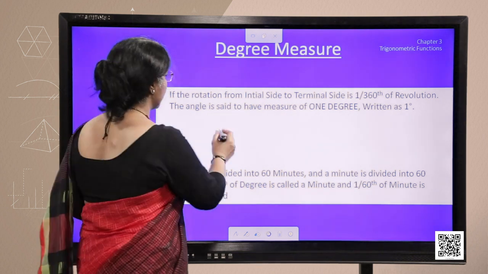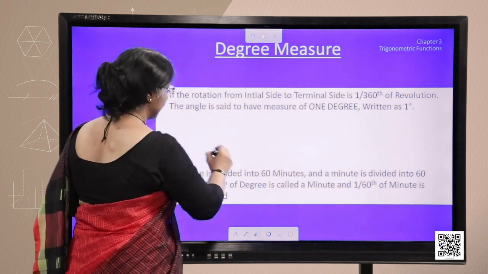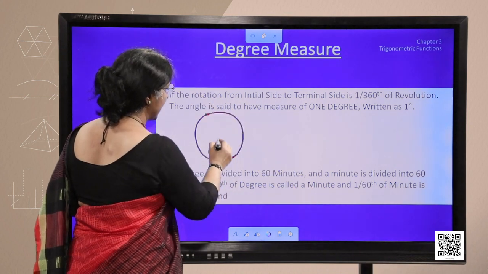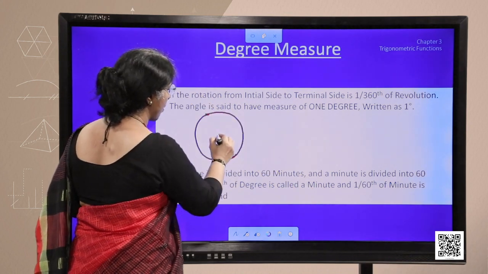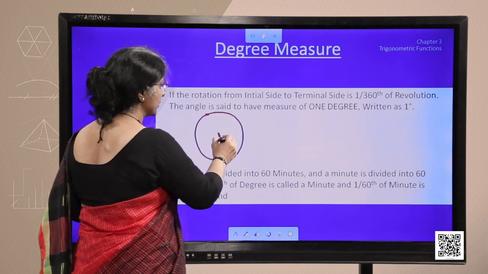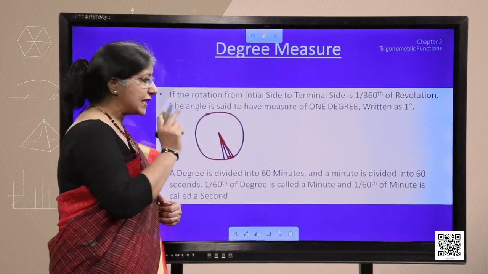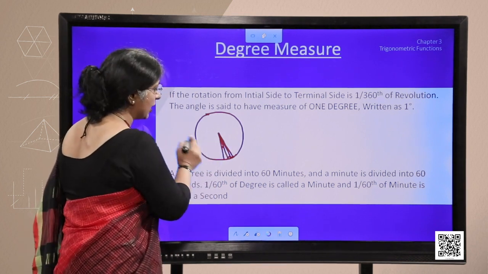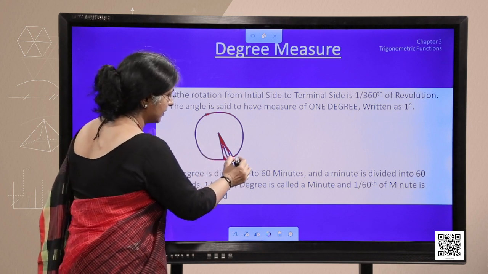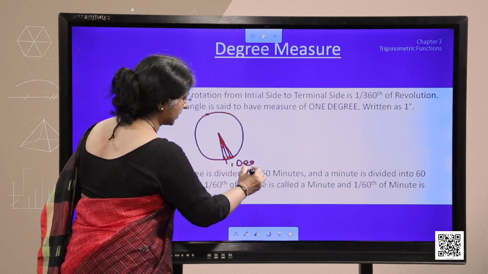Let me explain with the help of a diagram. If we take this circle and divide this circle into small parts, total revolution is divided into 360 parts, and each small part is called 1 degree. This is 1 degree.